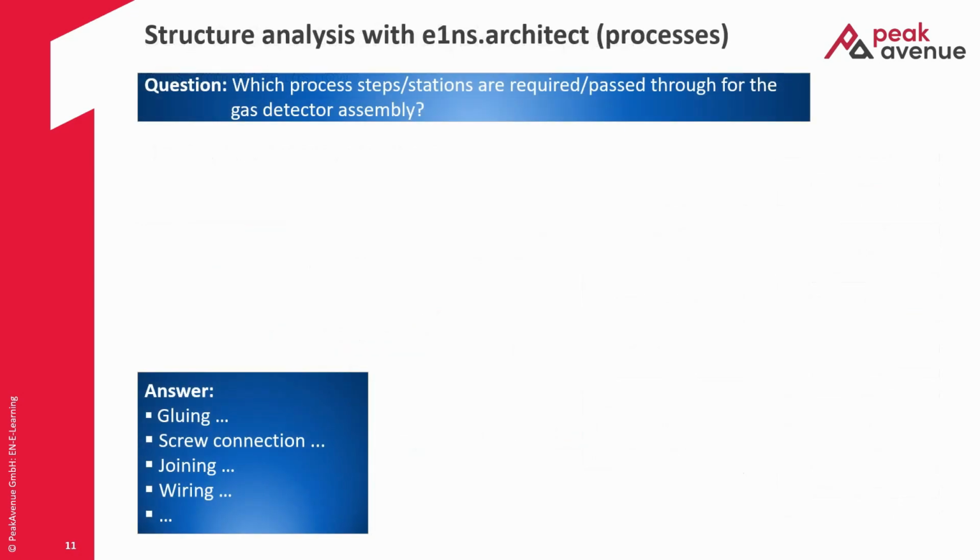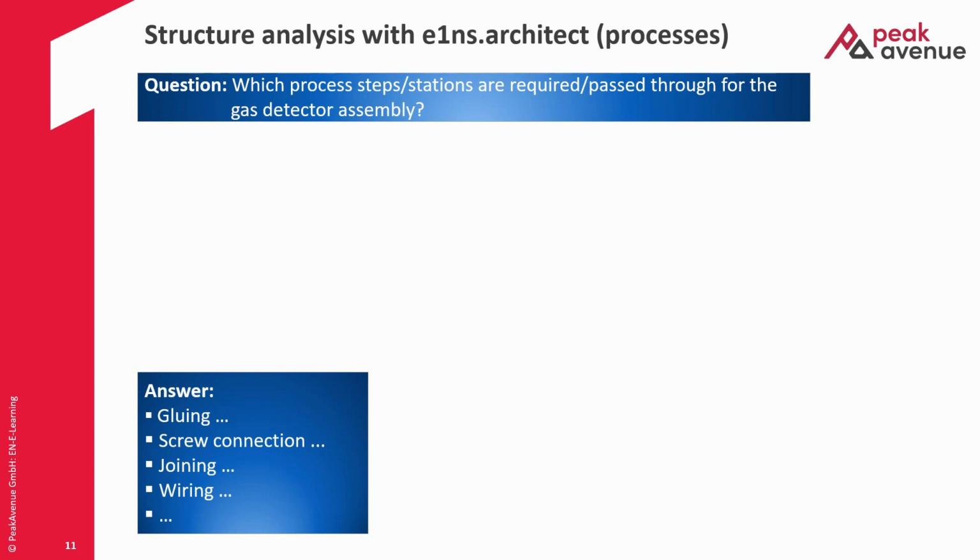Let's look at an example. Which processes or stations are required or passed through for the assembly of the gas detector? The answer could be the gluing of LCD with housing cover, the screwing of measuring unit and housing lower part, the joining process for the battery contacts and housing lower part, the wiring of battery contacts and housing lower part, and the screwing of housing cover and housing lower part.